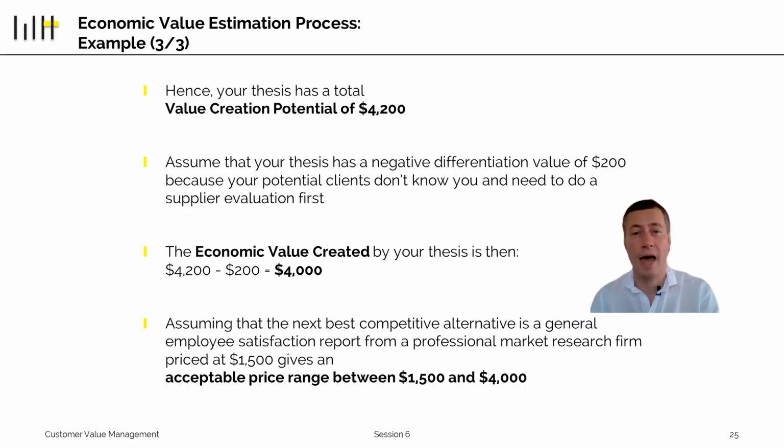But assume, since you are an unknown supplier, since you have never worked with the firm, you also have a negative differentiation value of 200, because we need to first get to know you and you need to set up in our supplier system first. So we have to take this away, which means the economic value created by your thesis is 4,000. And if you know that the next best thing is a market research report that looks very generally at employee satisfaction, not focused on startups, and this report is sold at 1,500, you know that you can charge anything between 1,500 and 4,000.